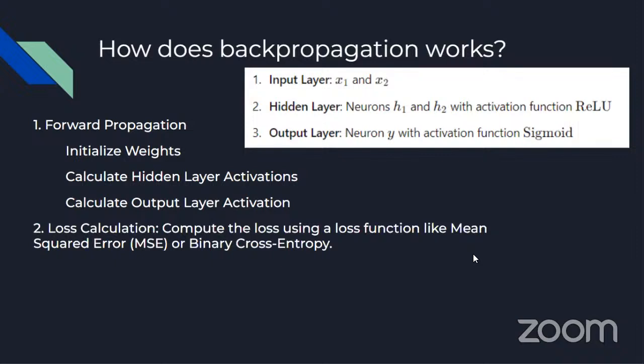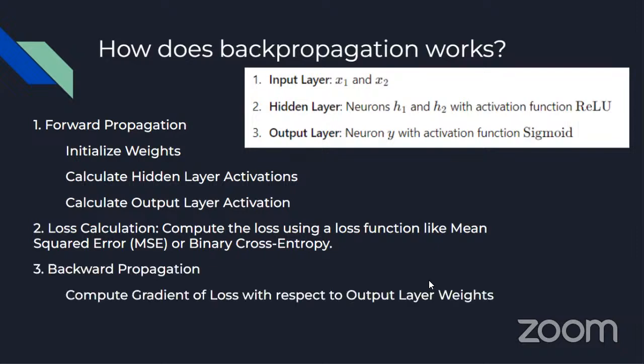Then loss comparison will be done. You can use mean square error or binary cross entropy. There are different ways of calculating loss, right? So we call it the loss function. Then back propagation will happen.